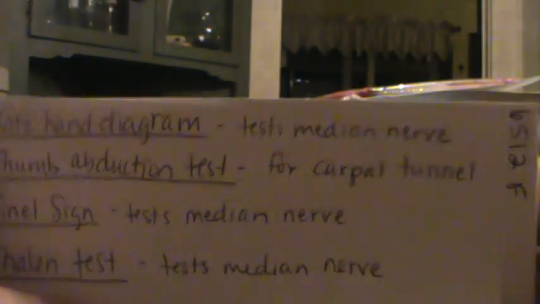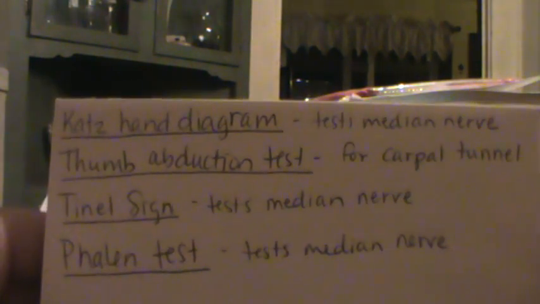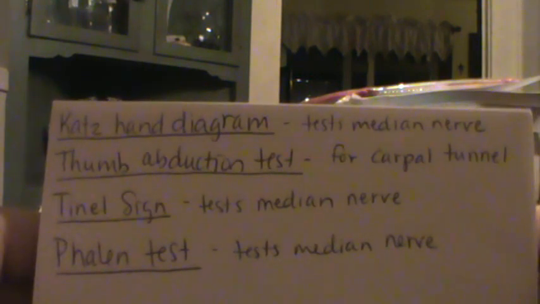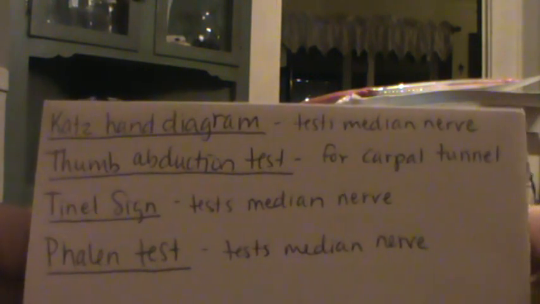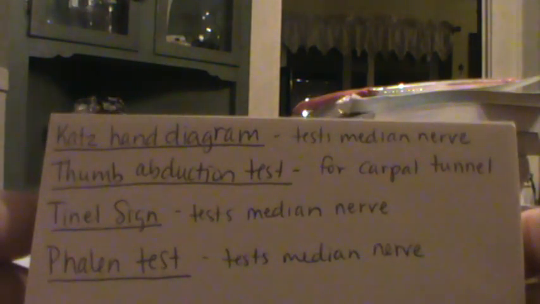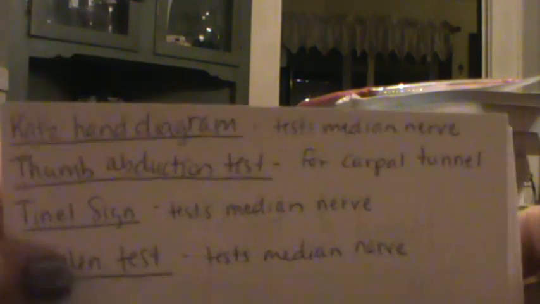Hand and wrist assessments. There's the hand diagram, which tests the median nerve. The thumb abduction test, which tests for carpal tunnel. The Tinel sign, which tests the median nerve. And the Phalen test, which also tests the median nerve.